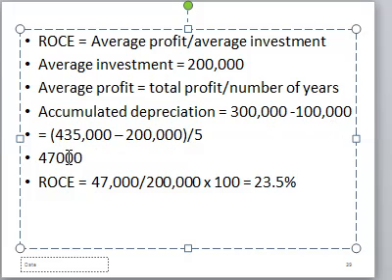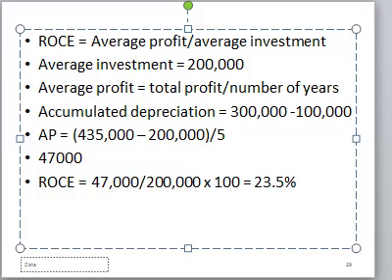So your average profit will be the total profit minus accumulated depreciation divided by 5, and you get 47. So return on capital employed, we will get the 47,000 divided by the average investment times 100, then you get 23.5%. So remember, our target is 25. So it means in this case you are going to reject based on return on capital employed.